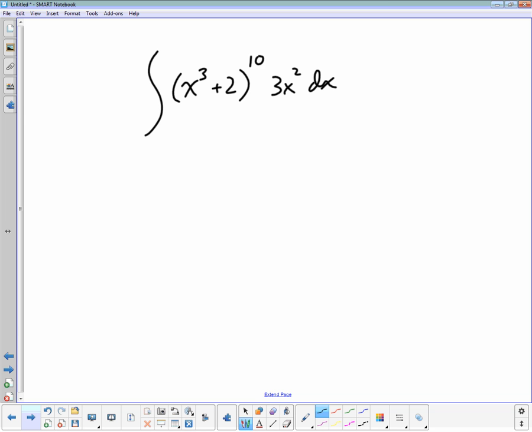Take a second and look at that for a minute. If I wanted to take a derivative of that, what would I wind up getting? 3x squared. And notice, what do I have? I have a 3x squared. Aha. Hold on, wait a minute. There's more. So let's try this.